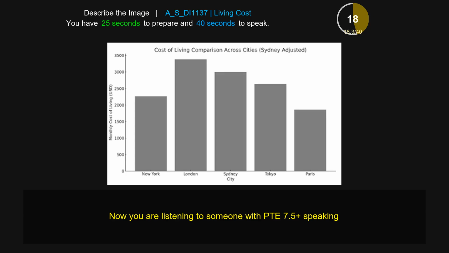Monthly cost of living for the city London has the maximum value, that is up to $35,000, whereas the monthly cost of living for the city New York has the minimum value that is up to $25,000, whereas Paris, Tokyo, Sydney show slight variation in the percentages starting from 22 to 23, 24.